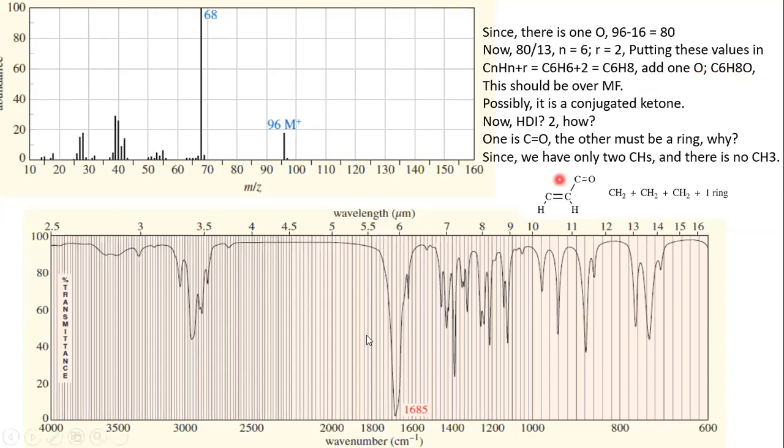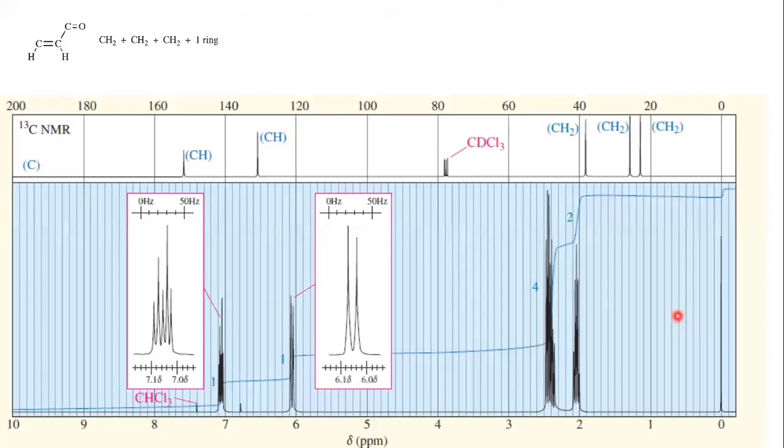Now based on this information, we can say that this is the molecular formula, but in it we have this type of feature, a carbonyl, and that is in conjugation with a carbon-carbon double bond. So this is the conclusion up till now. Let's go to the next and see what information we are getting from these NMR spectra.